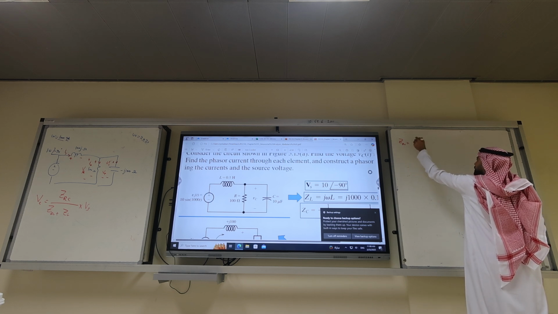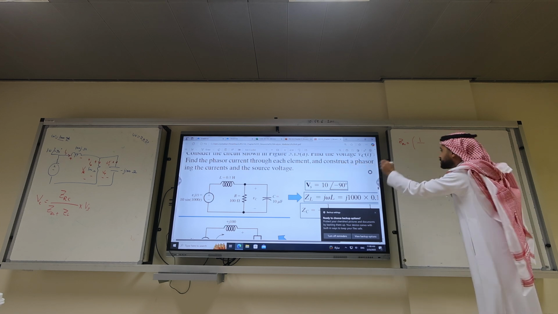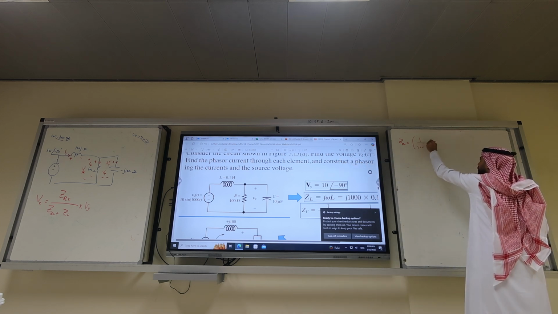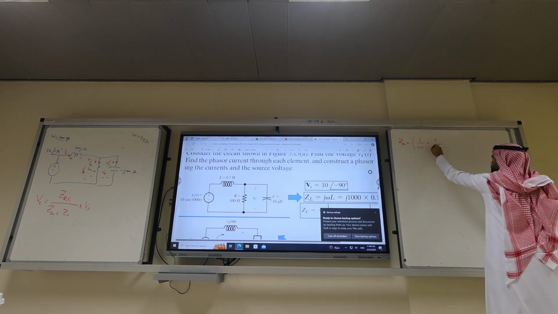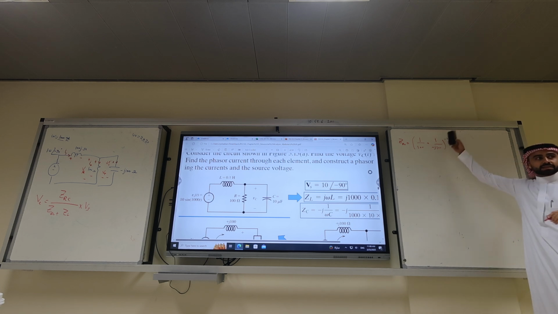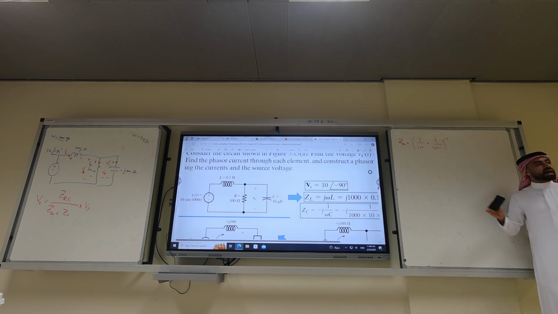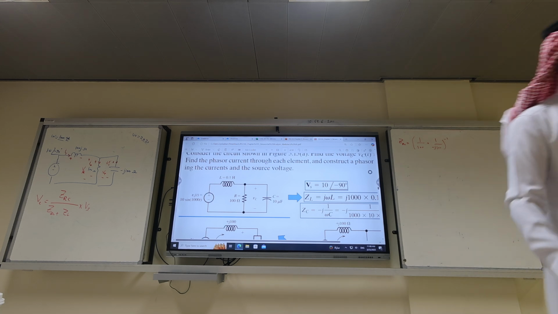ZRC is nothing but 1 over, 1 over R, which is what? 100, plus 1 over minus j100. Inverse. Don't forget the inverse. You treat them as if you're treating resistors. Same argument, okay?